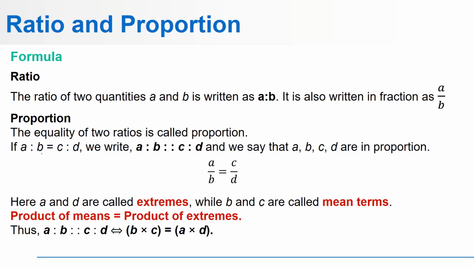For example, if A is to B is equal to C is to D, then we write A is to B as C is to D. And we say that A, B, C, D are in proportion. That is, A by B will be equal to C by D. Here we can see the values A and D are extremes and B and C are mean terms. That is, product of means is equal to product of extremes. That is, if we cross multiply, we will get A into D equal to B into C. That is, product of extremes will be equal to product of means.